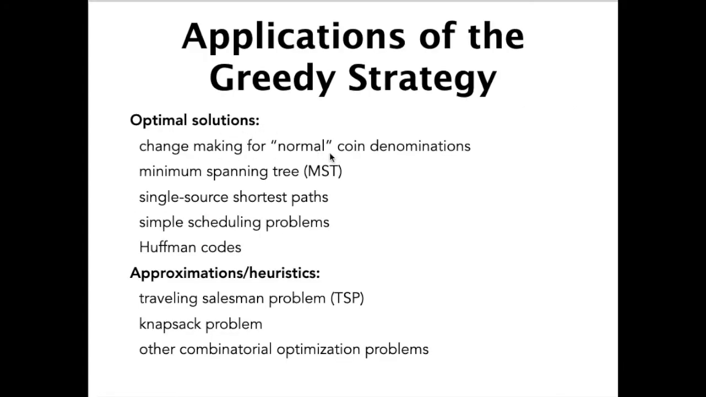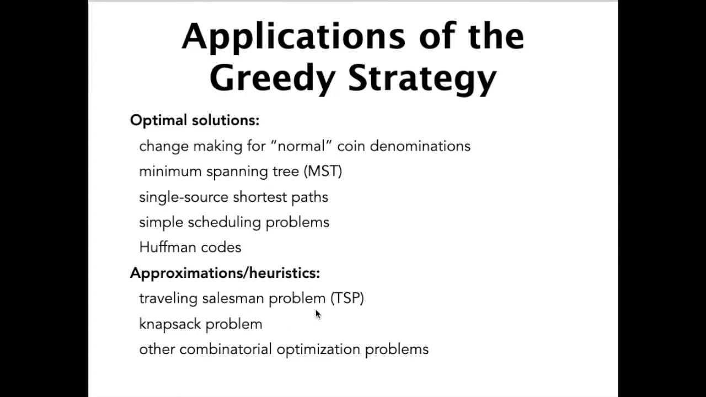There are, of course, problems that have optimal solutions using the greedy strategy. The first and simplest example is the change-making problem for normal coin denominations. Later on, I'll explain the definition of a normal coin denomination. The second example is the minimum spanning tree. We also have the single source shortest path, simple scheduling problems, and then Huffman codes, which will be discussed in the succeeding videos.